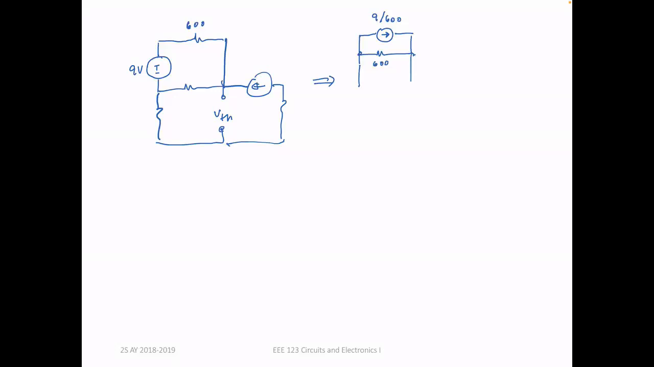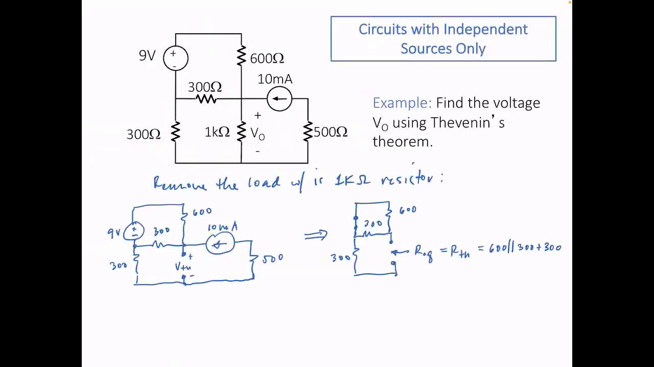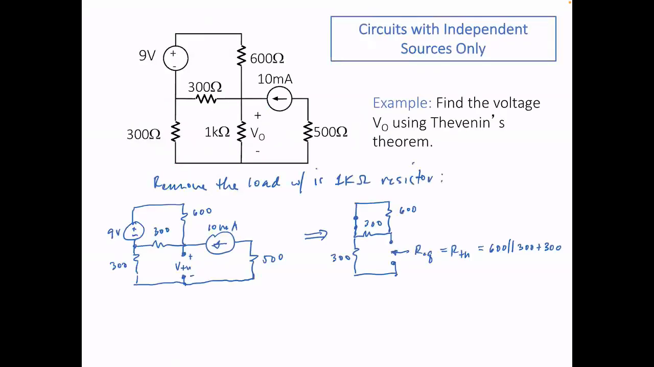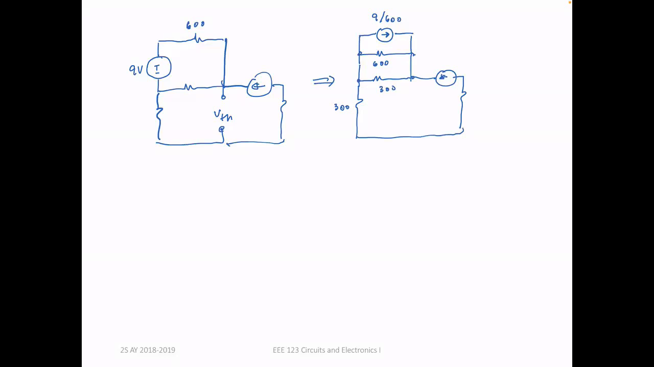Okay, and that will now be in parallel with this. No? So I'll have my 300 ohm resistor there. Okay, then I'll have this. What is this? This is also 300. 300 nga ba yan? Yes, 300. Then I have this and this. Okay, ito 500. And then I see that these two now are in parallel.